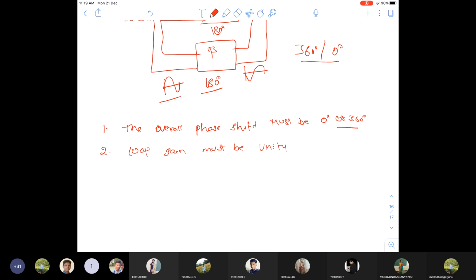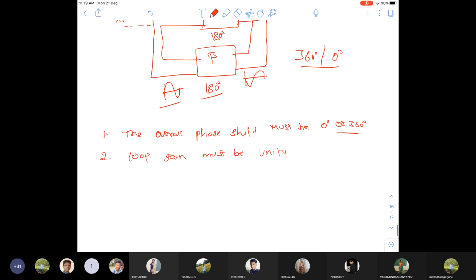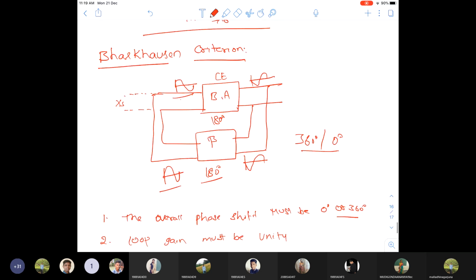So there are two important factors. One is the overall phase shift must be 0 degrees or 360 degrees, and the loop gain must be unity. So these are the two important Barkhausen criteria points. Very, very important. They may ask it as a 2 marks question, a damn sure question for oscillators, a 2 marks question. This is the Barkhausen criteria.